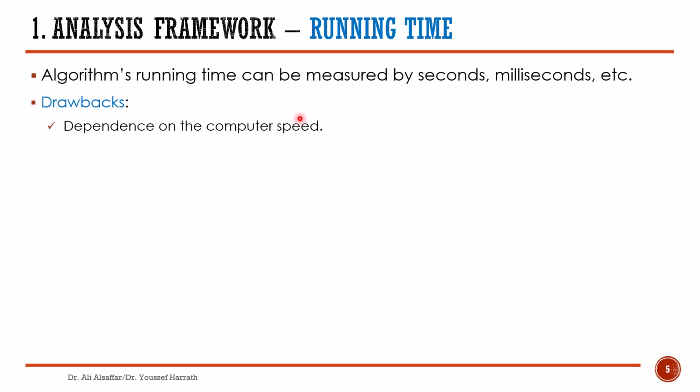The first factor is computer speed. I mean, when you run a program on a computer, if it takes long time to execute, you cannot be certain that it is slow. Because when you run it on a faster computer, it will be fast. And if it takes short time to execute, also you cannot be certain that it is fast. Because if you run it on a slower computer, it will be slow.